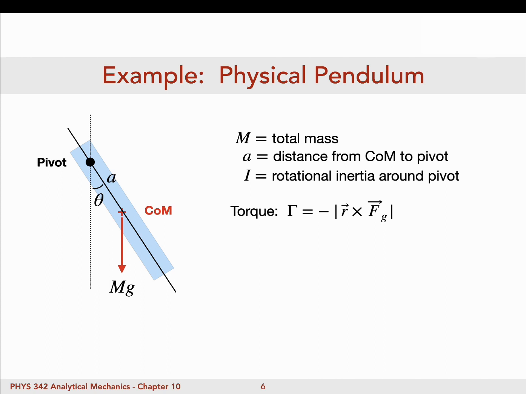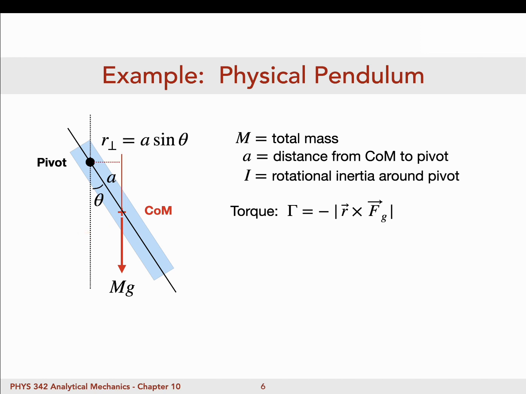We can write the torque due to this force around the pivot point as r cross the force of gravity. So r would be the vector going from the pivot point to the point where the force is acting on the object, so to the center of mass. And it's negative, meaning that it's going clockwise. So counterclockwise is usually taken as positive torque, just like positive angle. The negative sign means it's going to be going clockwise.